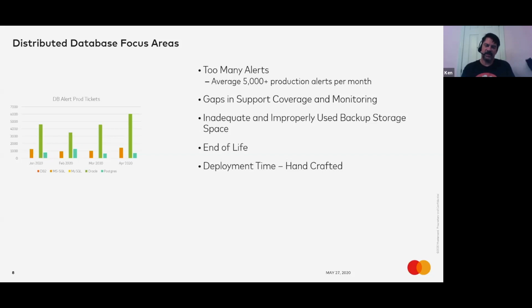There's also some inadequate and improperly used backup storage space, and so how we maintain and properly back up our data is a big issue that we are focusing on as well. Being that we have been in business for some time, we have a lot of end of life products that we are managing, and deployment time is very handcrafted. That is probably a big focus for us right now: how do we make it easier for application developers to deploy their applications with the right data services, which you'll see as part of this talk today.